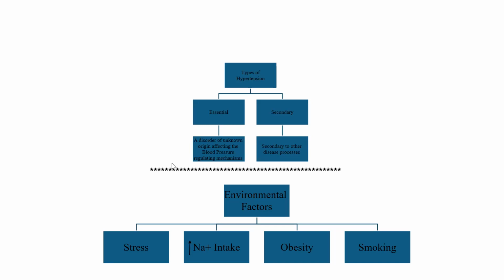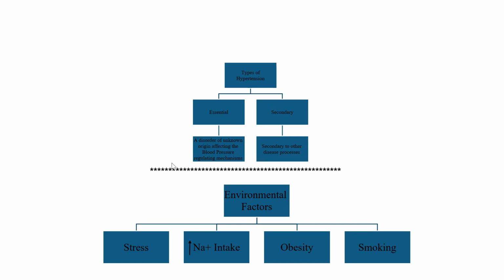And secondary hypertension means when hypertension arises with some associated disease, that is, when some other disease is present and blood pressure is elevated at that time, this is called secondary hypertension.